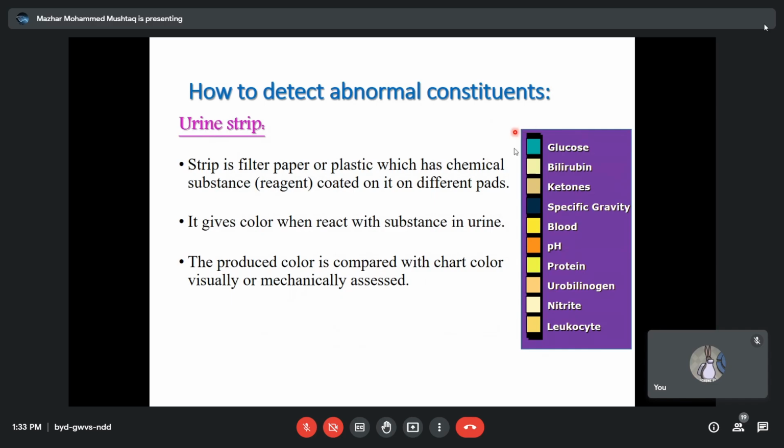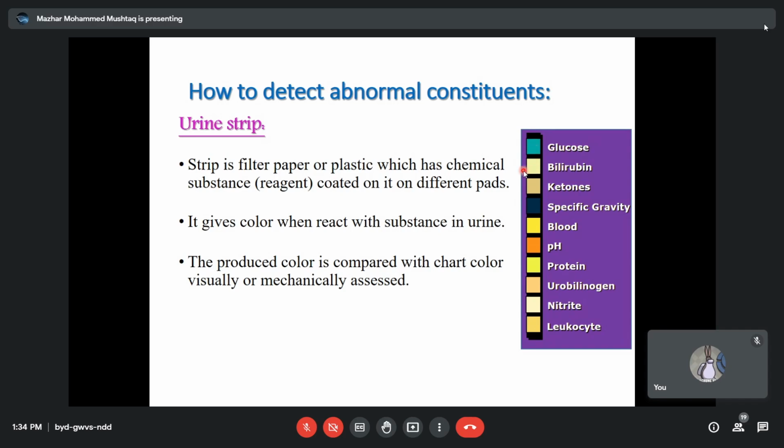So in this one strip, you can measure glucose, bilirubin, ketone, specific gravity, blood, pH, protein, urobilinogen, nitrite, and leukocyte. All these things are normally not there, more or less. But sometimes if they are there, their concentration can increase. And if their concentration increases, these colors which you see here would appear differently. If, for example, the glucose is more, then this color would change.